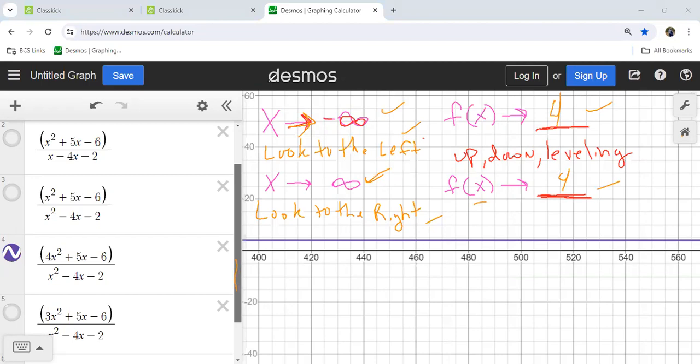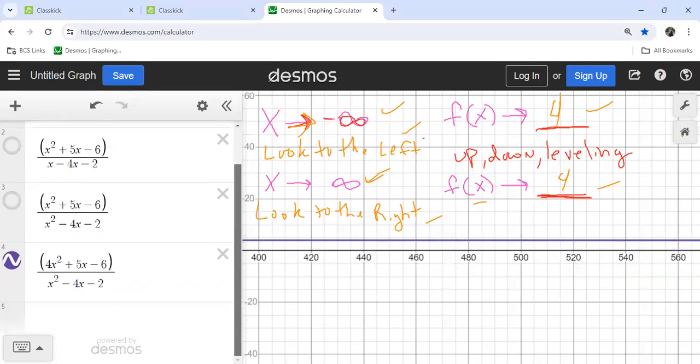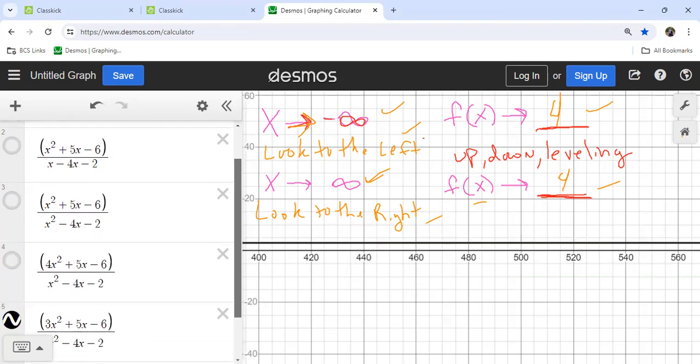All right, and I've got one more example here, just in case you want one more. I'm going to go to this one, number 5. Number 5 looks approximately very similar. I'm going to erase all these little marks and start back over at the beginning. Look left, look right. Is it leveling, going up, or going down?